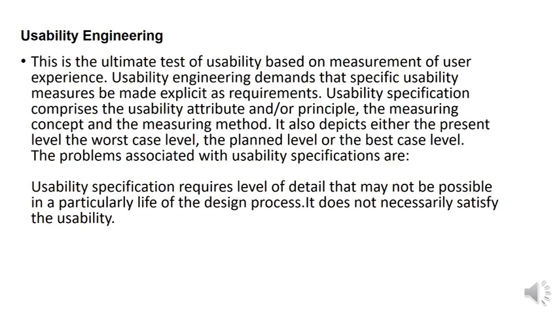Usability engineering. This is the ultimate test of usability based on measurement of user experience. Usability engineering demands that specific usability measures be made explicit as requirements. Usability specification comprises the usability attributes and/or principle, the measuring concept, and the measuring method. It also depicts the present level, the worst case level, the planned level, and the best case level.